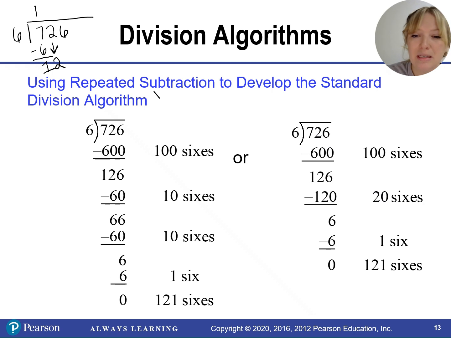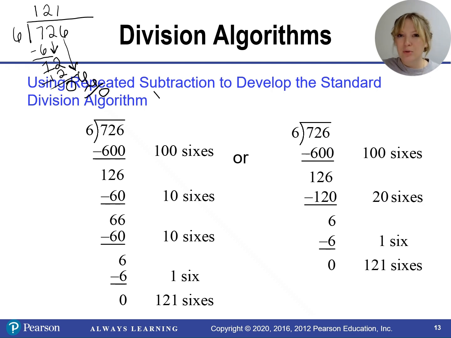Then I bring down my 2. Now I have 12. How many times does 6 go into 12? 2 times. 2 times 6 is 12. Subtract, and I have 0. Bring my 6 down. How many times does 6 go into 6? 1. 1 times 6 is 6, and I have a remainder of 0. So that's how our typical standard algorithm would go.